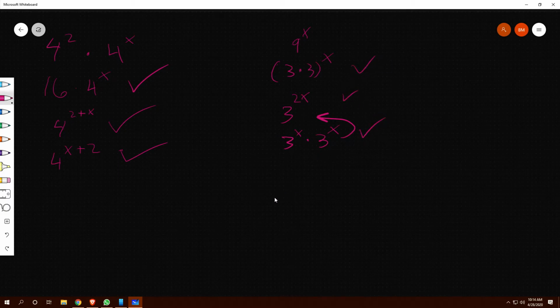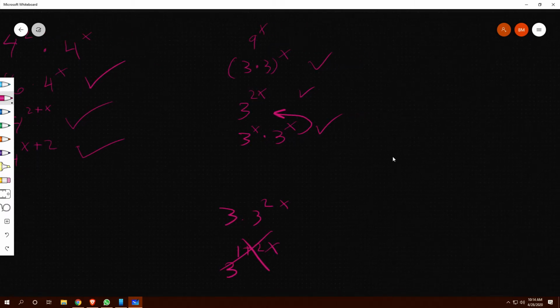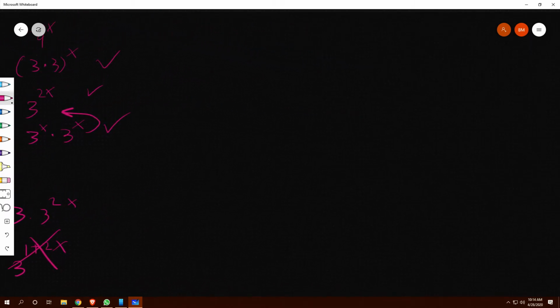Again, this is page 5, the second example. They have 3 times 3 to the 2x. Well, this doesn't work because this will end up being 3 to the 1 plus 2x, right? We don't want that. So we are looking for the ones that come back to 9 to the x.